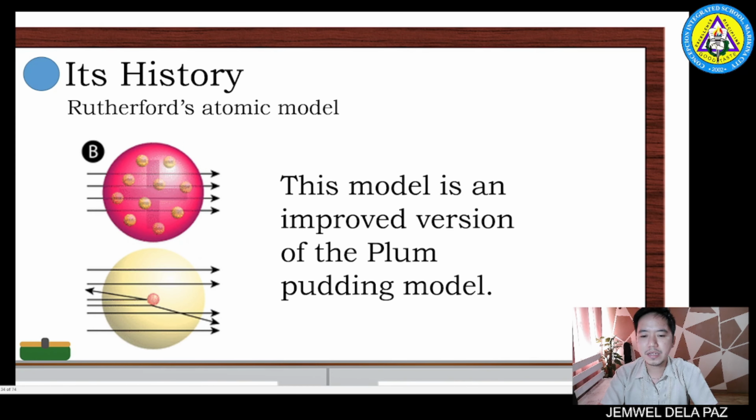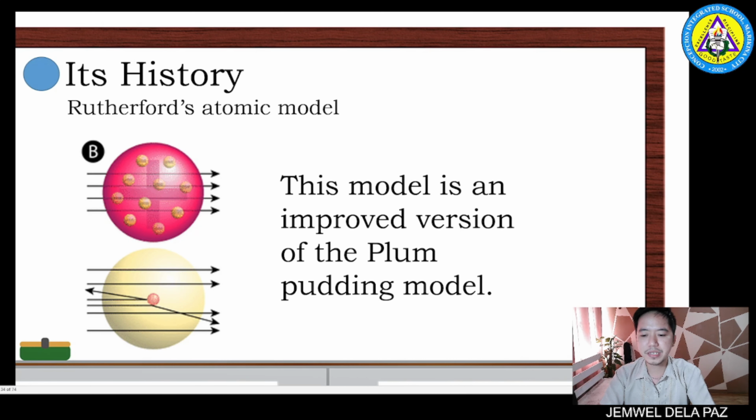On letter B, you can see the plum pudding model of J.J. Thomson. On the lower part is Rutherford's atomic model. Rutherford's atomic model is an improved version of the plum pudding model. As you can see here on the upper right, the electrons are randomly embedded, and the alpha particles must pass through J.J. Thomson's atomic model.